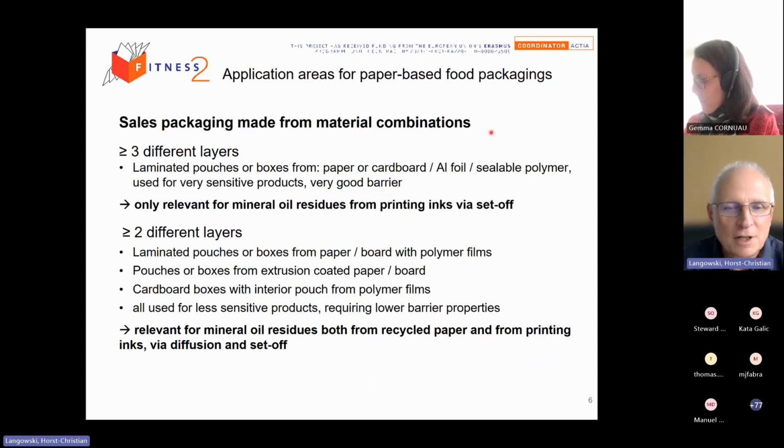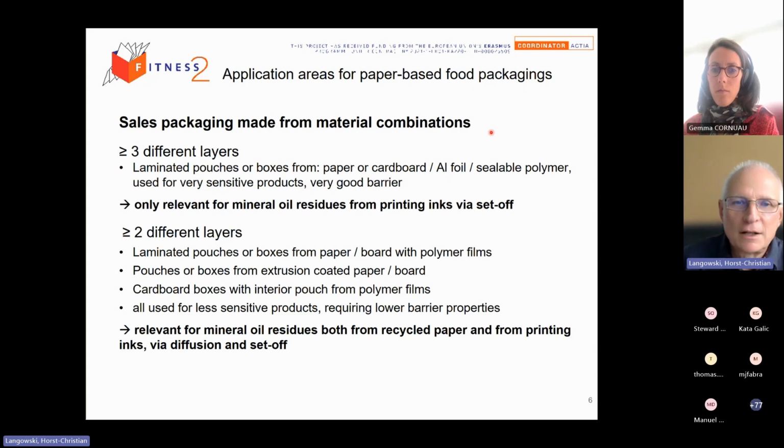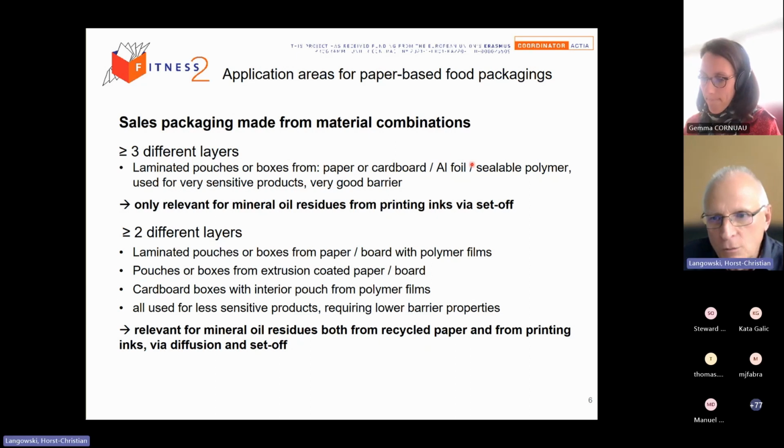Okay, then let's look a little bit more in detail. We are talking about sales packagings because the product is in there. They may have more than 3 different layers in the case of aluminum foil-based packagings. And here we hardly have any problem at all. The only problem we have is the so-called set-off, which is the contact when the rear part of the package contacts the product side, but this is much less than the rest.